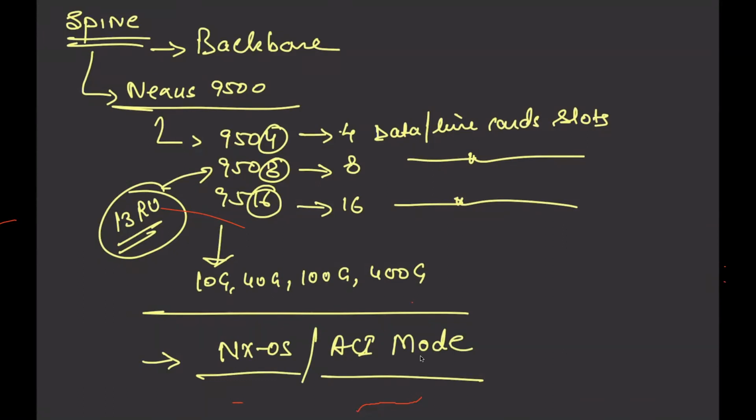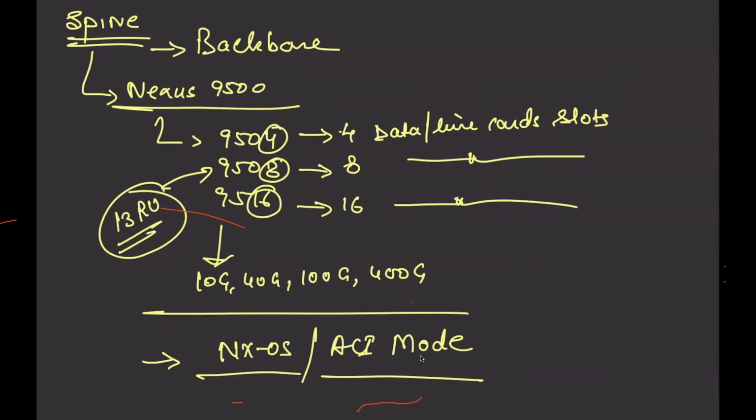So we can do our work in NX-OS mode as well as ACI mode, but why? What is the advantage you will get over it? The flexibility to upgrade the existing infrastructure like NX-OS to ACI. Okay, but what flexibility do you get?